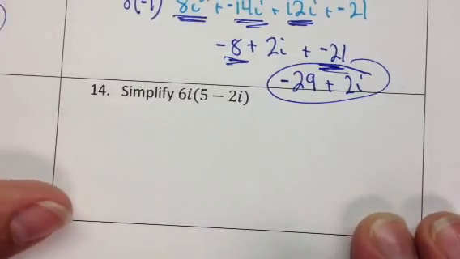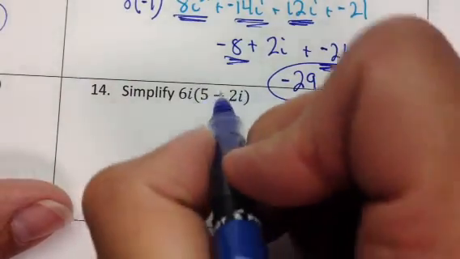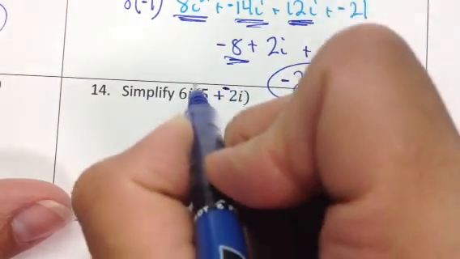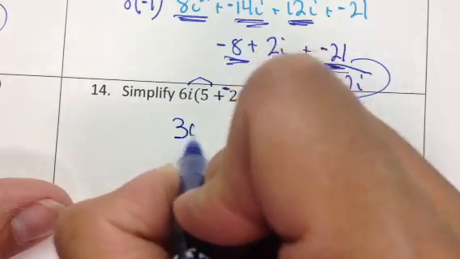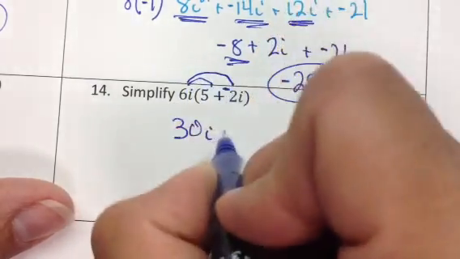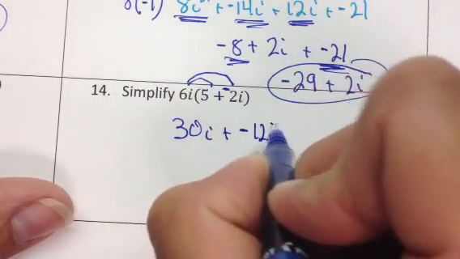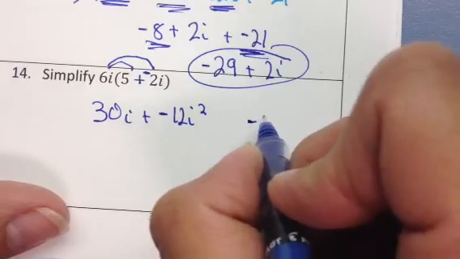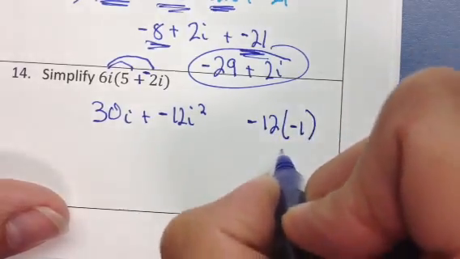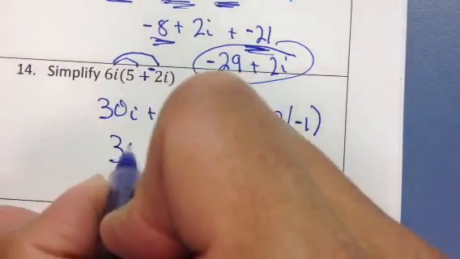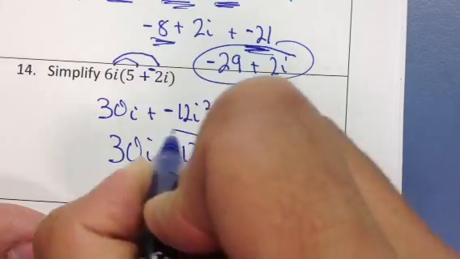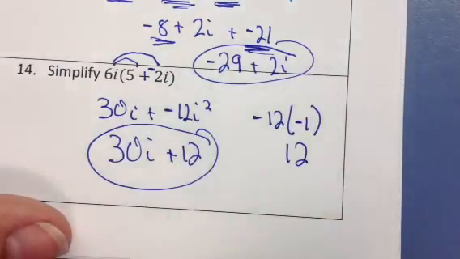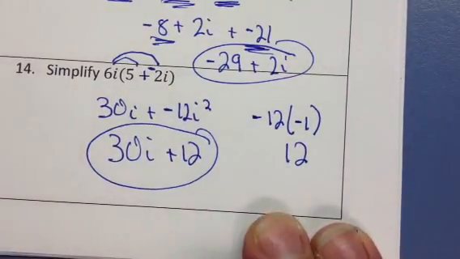Moving down, 14 is just another multiplying. If you want, you can add the opposite. 6i distributes, I get 30i. 6i distributes, I get negative 12i squared, which again just means I'm taking negative 12 times negative 1, which is 12. So I replace it with 30i plus 12. And you can't combine those. Those are not like terms. One's real, one's imaginary. Last one, 13.